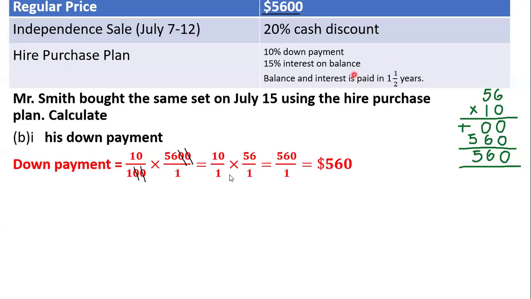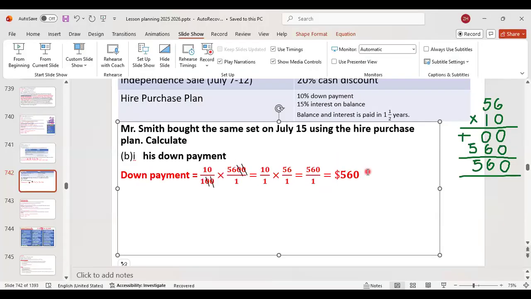So the down payment is going to be $560. And we found that by doing 10% or 10 over 100 multiplied by 5,600 over 1, which gives us 560. That's going to be the down payment. Now let's move on to the next question.